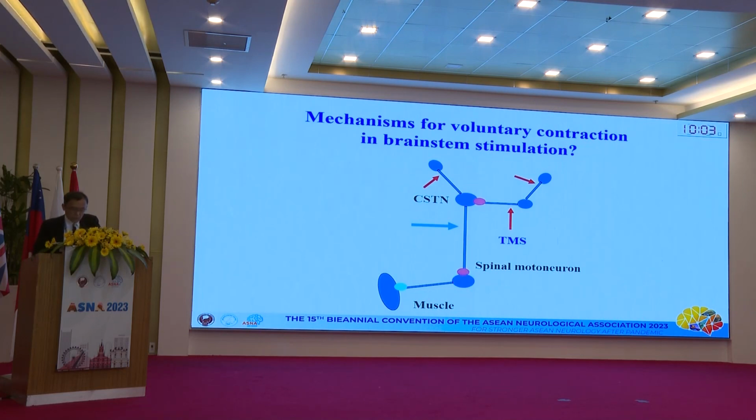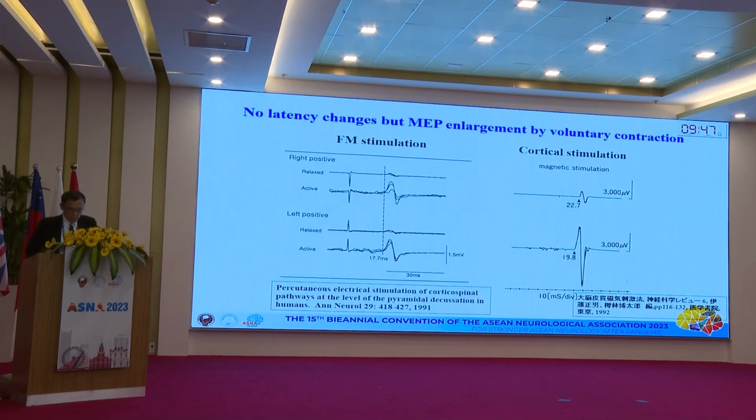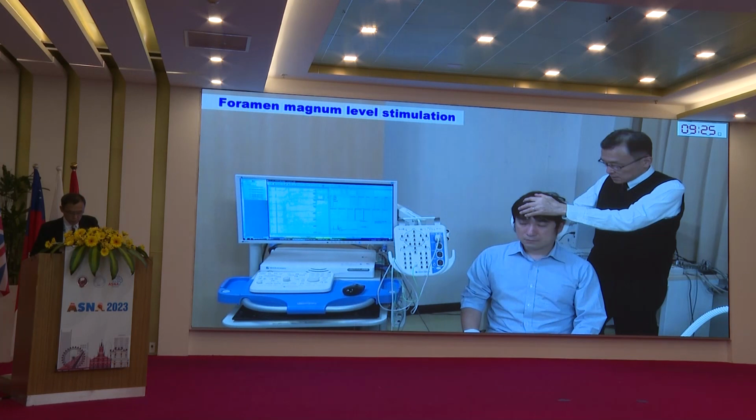Then there is only one synapse in this case, in addition to the neuromuscular junction. This is axonal stimulation, so only a single descending volley. That is important, because of that, if they contract, the latency has no change because it is only a single descending volley. However, the amplitude is enlarged because the resting membrane potential of the spinal motor neuron is activated by pre-activation. The latency has no change, however the enlargement of the amplitude occurs, and this is the example.